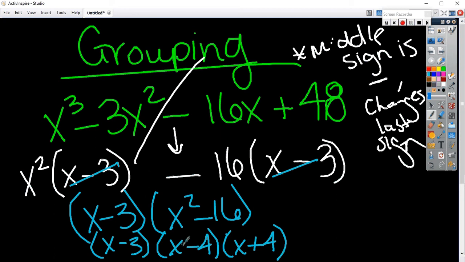Well, the x is not squared, so the x is not a perfect square. Both of them have to be perfect squares.